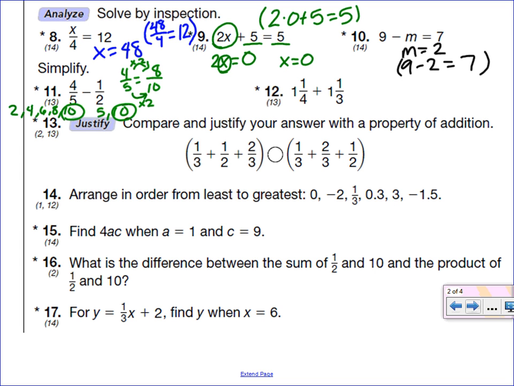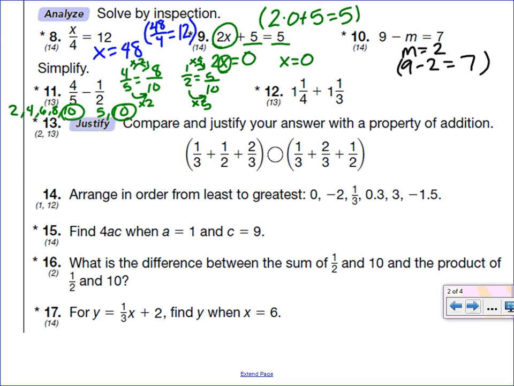And then 1/2, we have to put something over 10. To go from 2 to 10, I multiply by 5. So I also have to multiply the 1 by 5. That gives me 5. So I have 5/10.